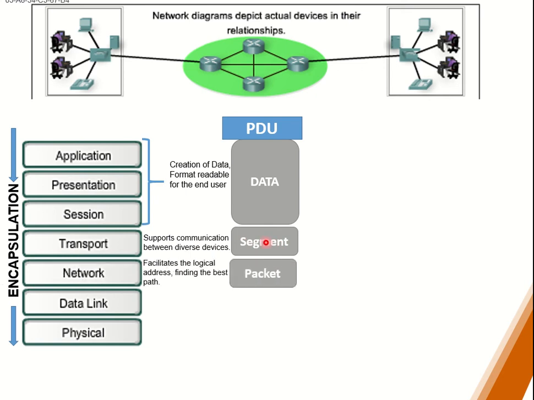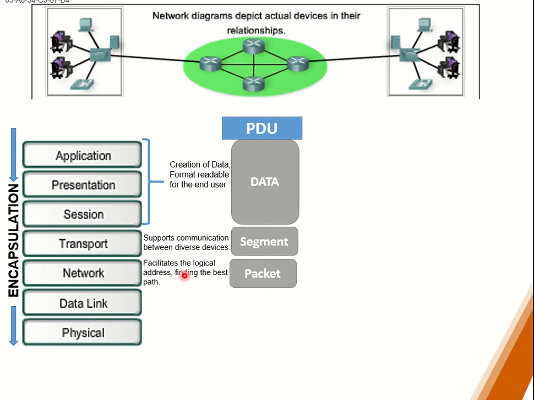Alright. Next, the moment our data becomes a segment, it reaches the network layer. The network layer adds important information so that our segment can be called a packet. Again, whenever your data reaches different layers, its name changes. So from data to segment to packet. And once it becomes a packet, what the network layer adds are the logical addresses so that your message can find the best path to the destination.